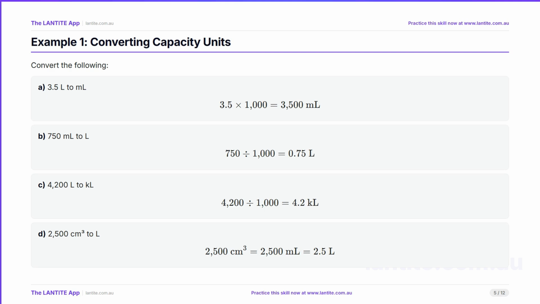Let's practice some conversions. Part A, 3.5 liters to milliliters. We multiply by 1,000, giving us 3,500 milliliters. Part B, 750 milliliters to liters. We divide by 1,000, giving 0.75 liters. Part C, 4,200 liters to kiloliters. Divide by 1,000 to get 4.2 kiloliters. Part D, 2,500 cubic centimeters to liters. Since 1 cubic centimeter equals 1 milliliter, that is 2,500 milliliters, which is 2.5 liters.